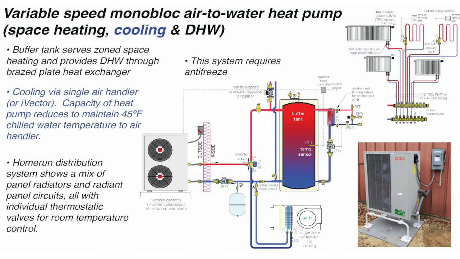All right, here's another approach. Again, a monoblock air-to-water heat pump, antifreeze in the system. I've added the chill water air handler with a diverter valve that, again, routes the output of the heat pump either to the buffer tank or to the air handler. The buffer tank doesn't have coils in it this time. So how are we doing domestic water?